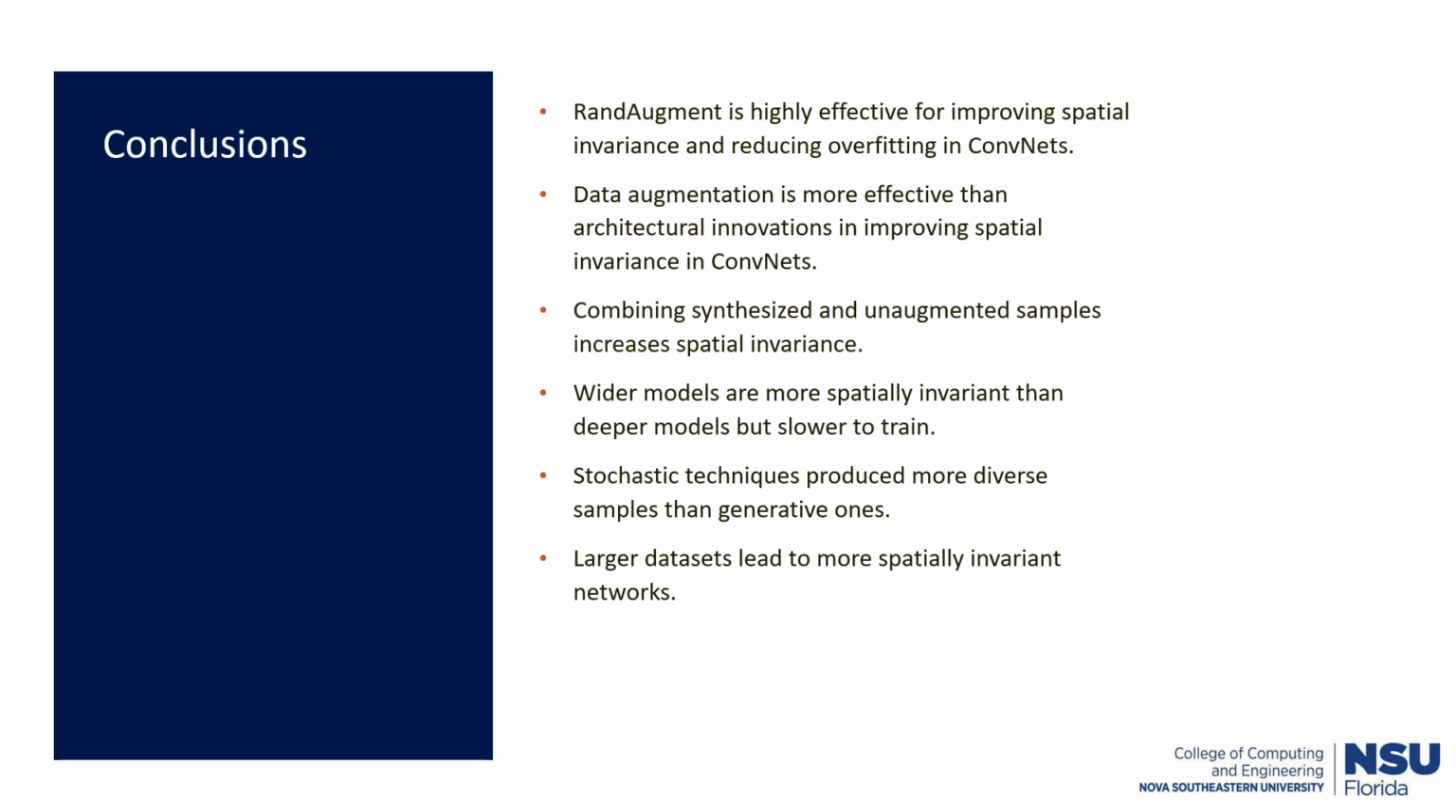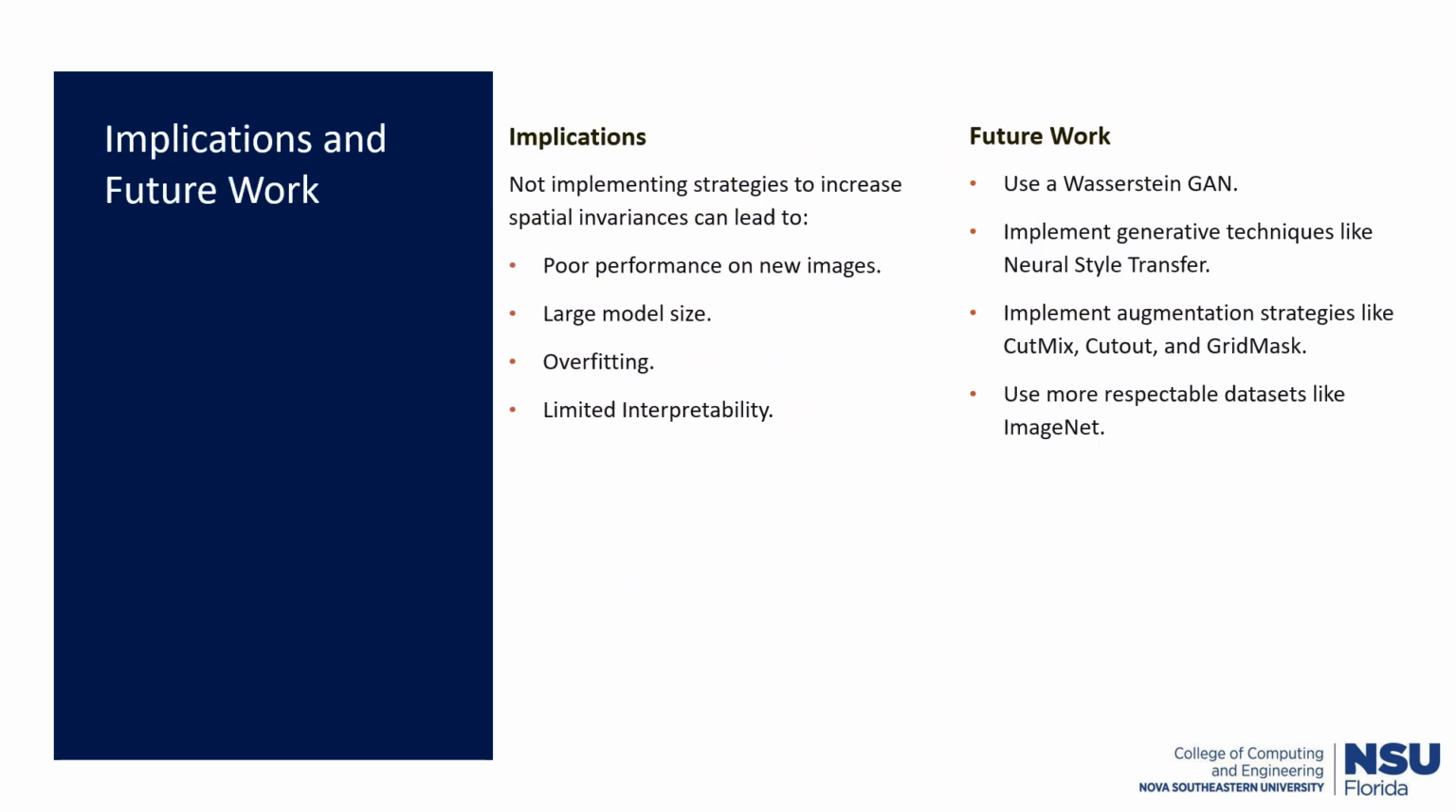Now, in conclusion, we see that RandAugment is a highly effective method for improving the spatial invariance in ConvNets. We see that data augmentation is more effective than architectural innovations for improving the invariance. We also see that combining synthesized and unaugmented samples increases spatial invariance. We saw that wider models are more spatially invariant than deeper models, but they are slower to train. Then we see that stochastic techniques produce more diverse samples than generative ones. And finally, we saw larger data sets lead to more spatially invariant networks.